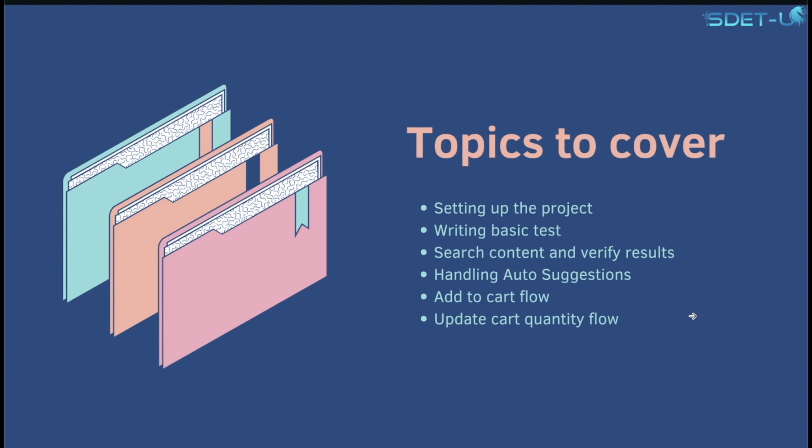First off, we're going to begin with setting up our WebdriverIO project using the latest version, which is version 8.14, I believe. And then we're going to write our basic test. We're going to see how we can search content on Amazon, verify the search results. We'll also take a look at how to handle auto suggestions. And then we're going to go through the entire cart flow process.